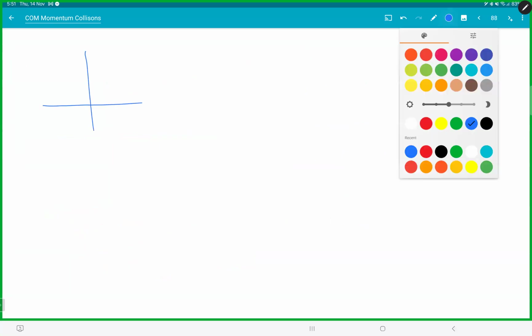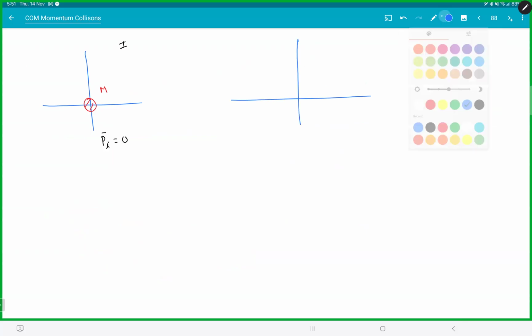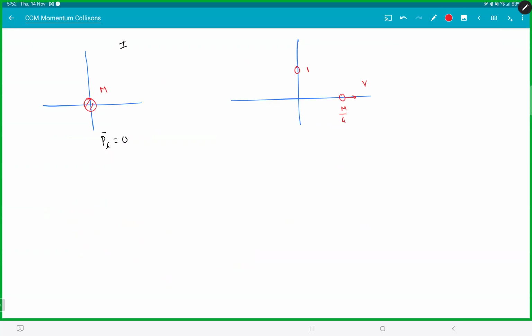So look at the scenario here. When the bomb is here initially, m, this is your initial state, state 1. Your initial momentum is 0, no one is moving. After explosion, one piece m by 4 goes with v, one piece m by 4 goes with v, and another piece m by 2, we don't know, let's call it v bar. So the final momentum will be, remember it's a vector quantity, m by 4 v i cap, m by 4 v j cap, m by 2 v bar.